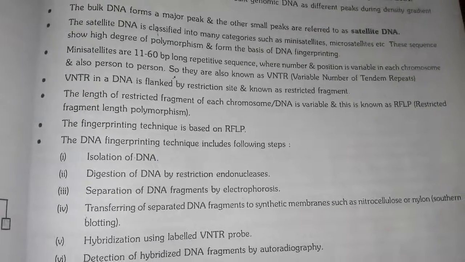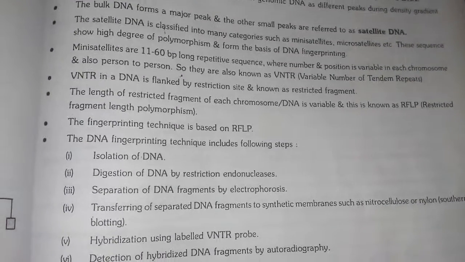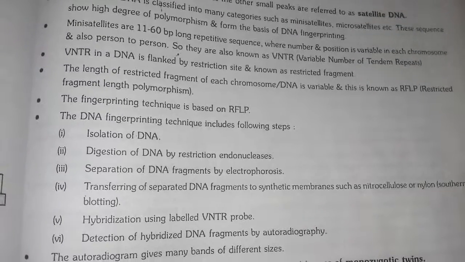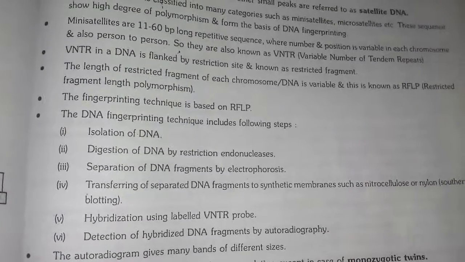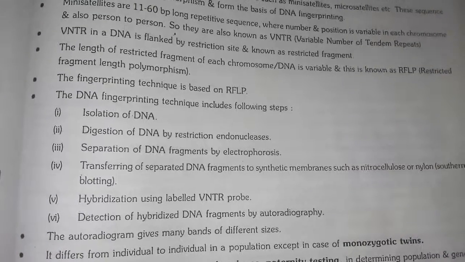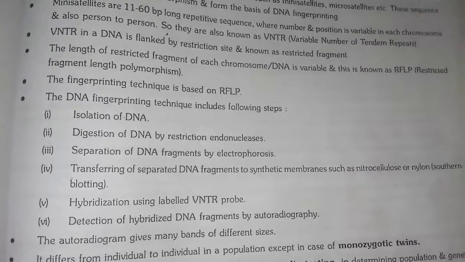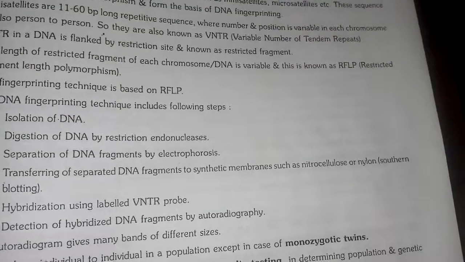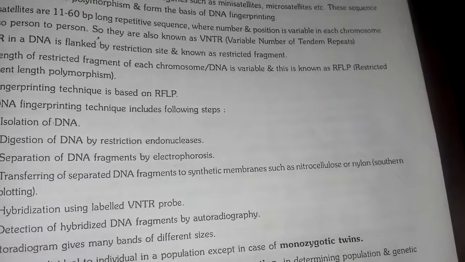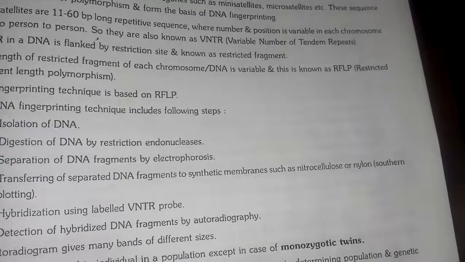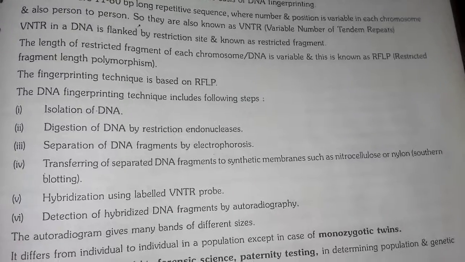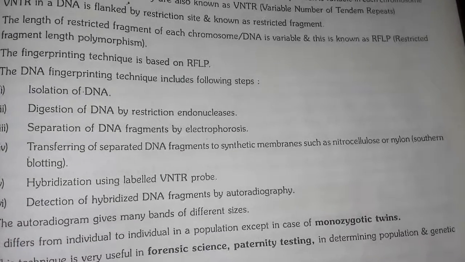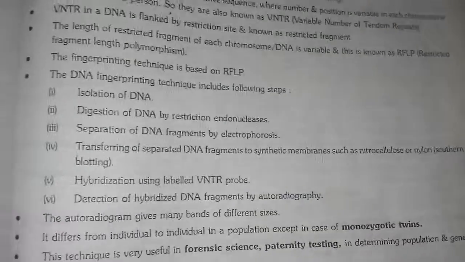The DNA fingerprinting technique includes the following steps: isolation of DNA, digestion of DNA by restriction endonuclease cleavage, separation of DNA fragments by electrophoresis, transferring of the separated DNA fragments onto a synthetic membrane such as nitrocellulose or nylon, called Southern blotting. Hybridization uses a labelled VNTR probe, and the hybridized fragments are detected by autoradiography.